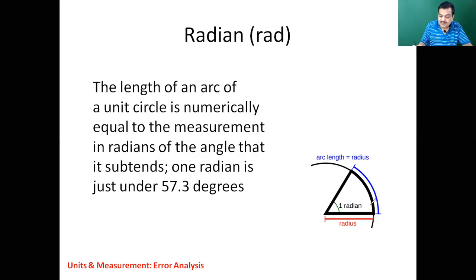Now look, beta, as I already told you, this is the radius r, this is also r, and this is the arc of a circle from here to here.